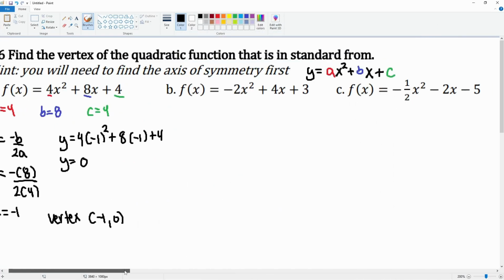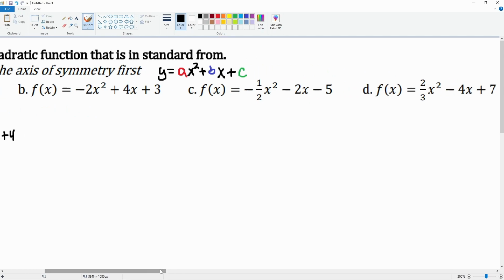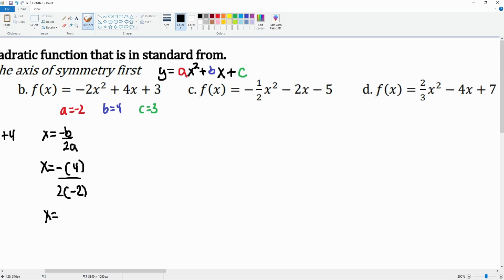All right, and let's look at b here. First thing, let's get our coefficients. So a is equal to negative 2, b is equal to 4, and c is equal to 3. Let's find the x by using the line of symmetry equation. x equals negative b over 2a. Plug it in, negative 4 for the b, and 2 times negative 2 for the a. All I have to do is plug that into a calculator. And I got x equals positive 1 here.